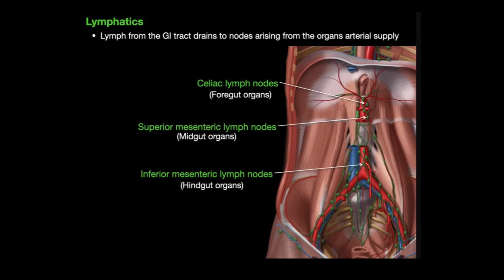Now, the lymphatics. The lymph of the GI tract is going to drain into the lymph nodes named after the arterial supply itself. Named after the artery, we mean we have the celiac lymph nodes, which are going to drain from the foregut, and then we have the superior mesenteric lymph nodes, which are going to drain from the midgut, and we have the inferior mesenteric lymph nodes, which are going to drain from the hindgut. So like I said, it's very important to know what structures form the foregut organs, the midgut organs, and the hindgut organs.